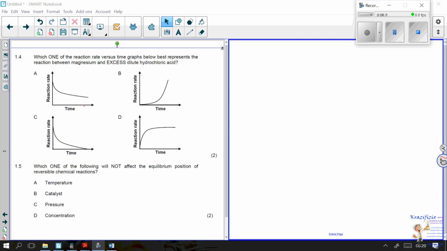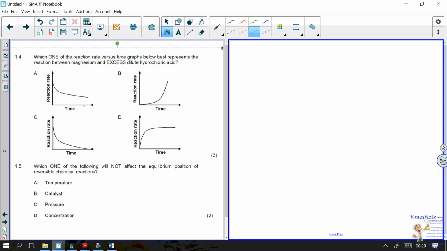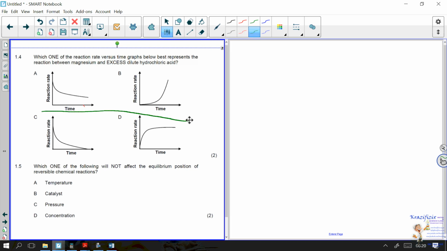All right. Now, this question, you have to be very careful how you answer it, because there's going to be a bone of contention between the options. Which one is more appropriate? The correct answer is C. Why C? The reaction rate is actually going to decrease.